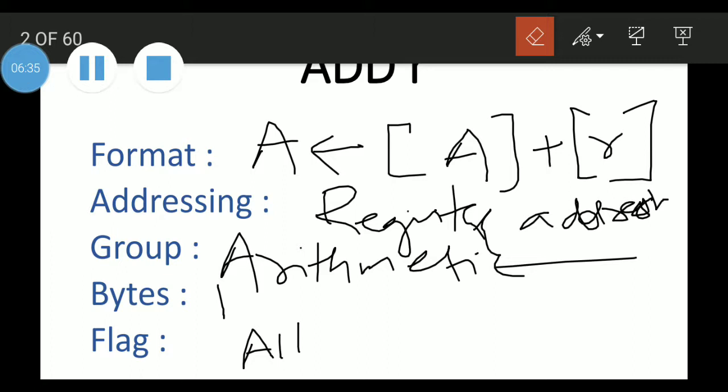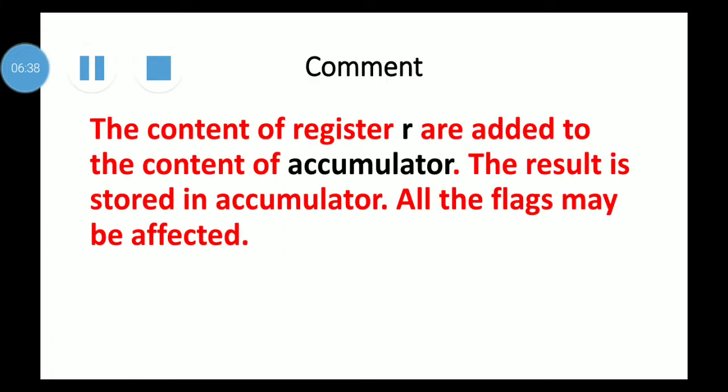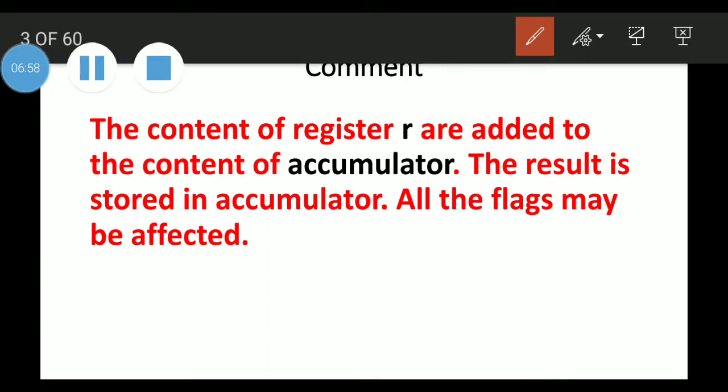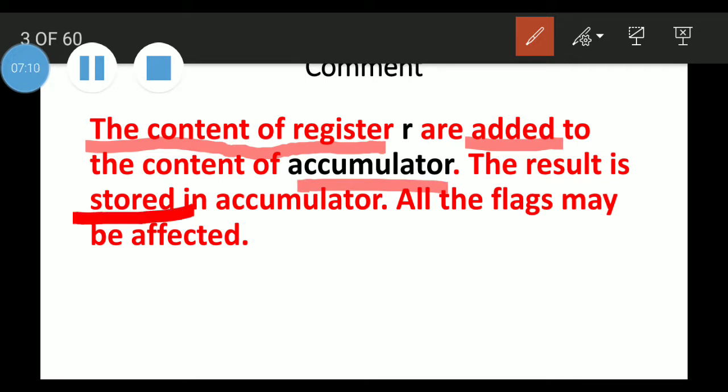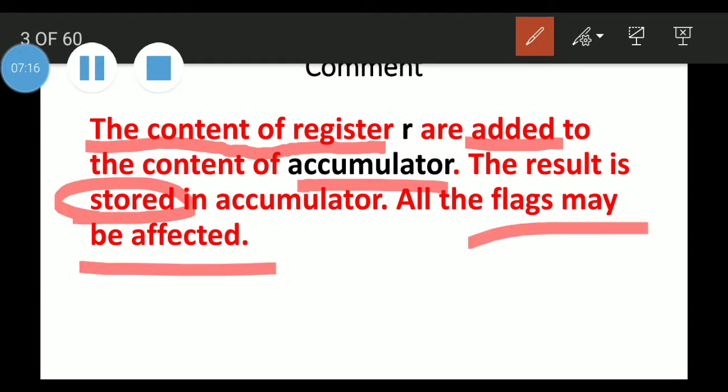Just give attention to this explanation. The content of register R is added to the content of the accumulator. The result is stored in the accumulator. All the flags may be affected. Understood? The content of register R is added to the content of the accumulator, and the answer will be stored in the accumulator, and all the flag contents are affected. All the flags are affected by the arithmetic group, or ADD R.